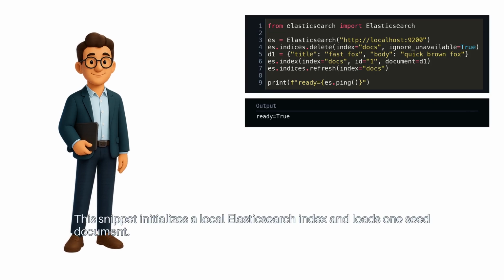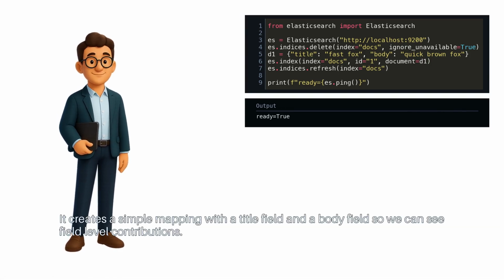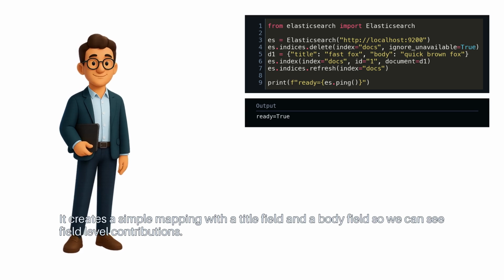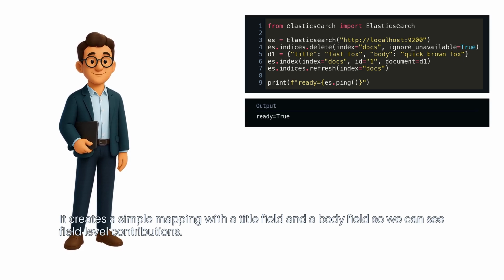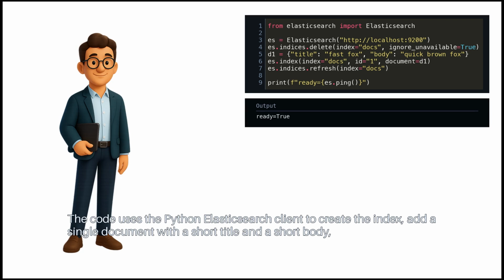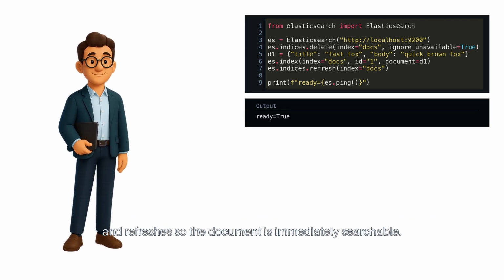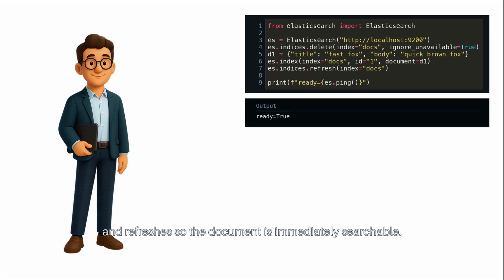This snippet initializes a local Elasticsearch index and loads one seed document. It creates a simple mapping with a title field and a body field, so we can see field-level contributions. The code uses the Python Elasticsearch client to create the index, add a single document with a short title and a short body, and refreshes so the document is immediately searchable.